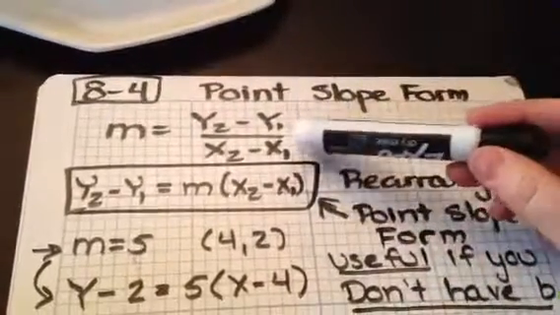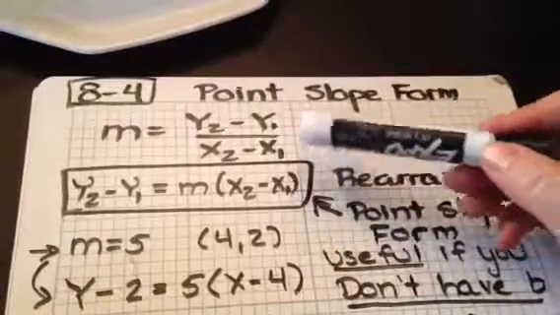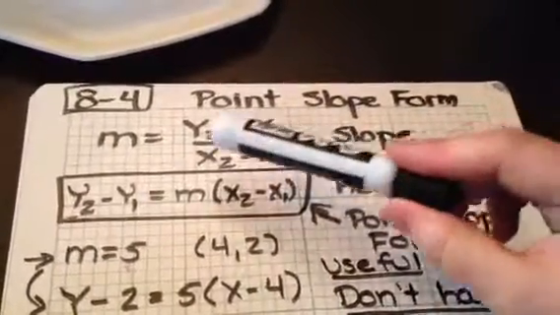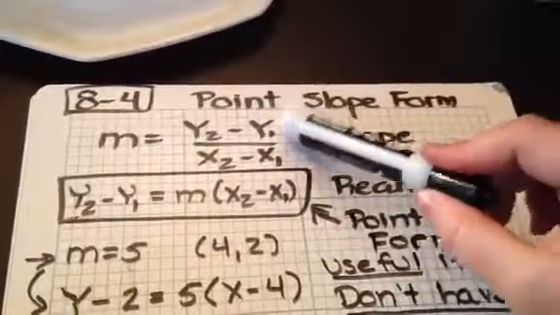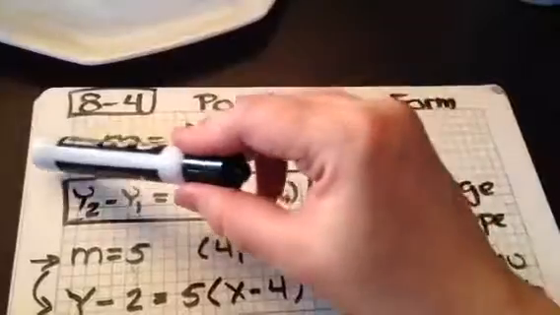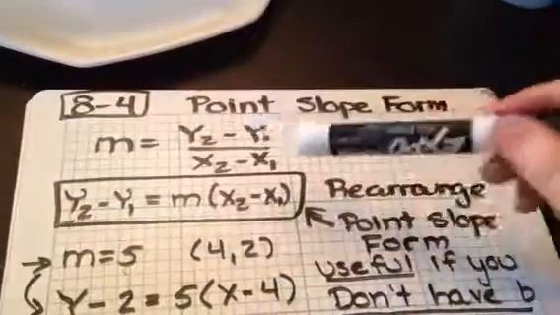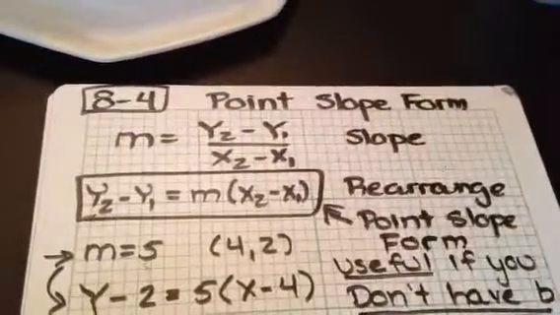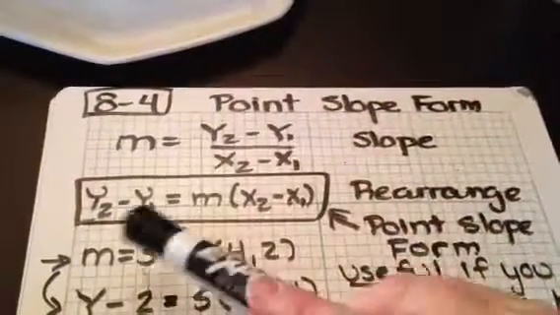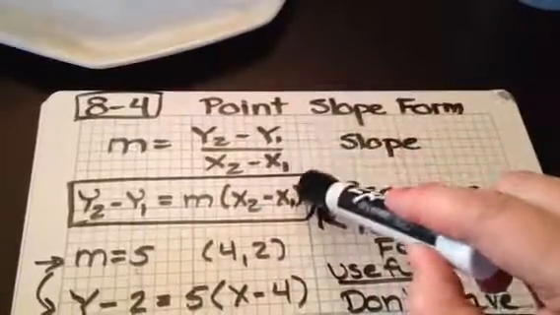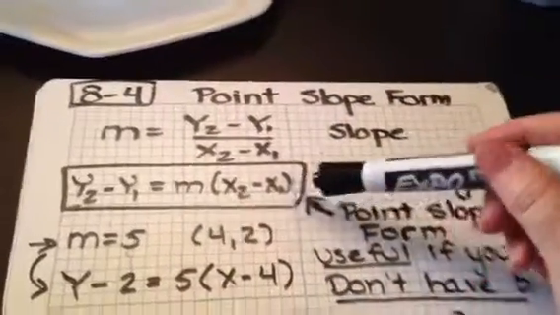I can rearrange this formula like this, and the way I do that is I multiply both sides by x2 minus x1. And by multiplying that, that gets rid of this bottom part here, and it puts the x2 minus x1 next to the slope, and then I just flip the sides. So I want you to take a minute, and I want you to see if you can do that. I want to make sure that you can take this formula here and rearrange it into this form.